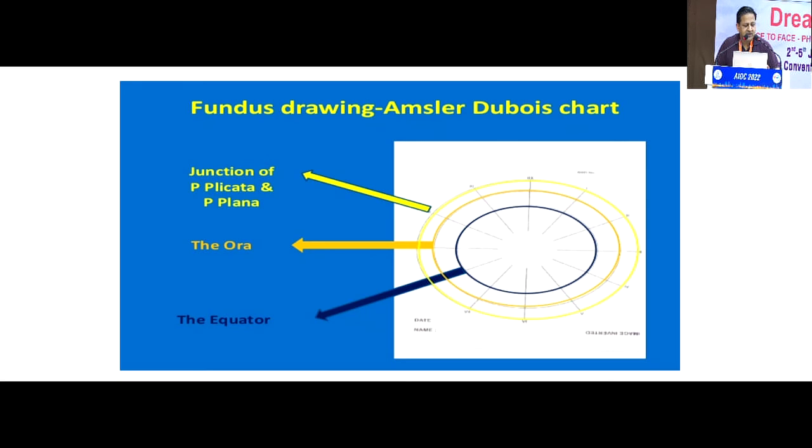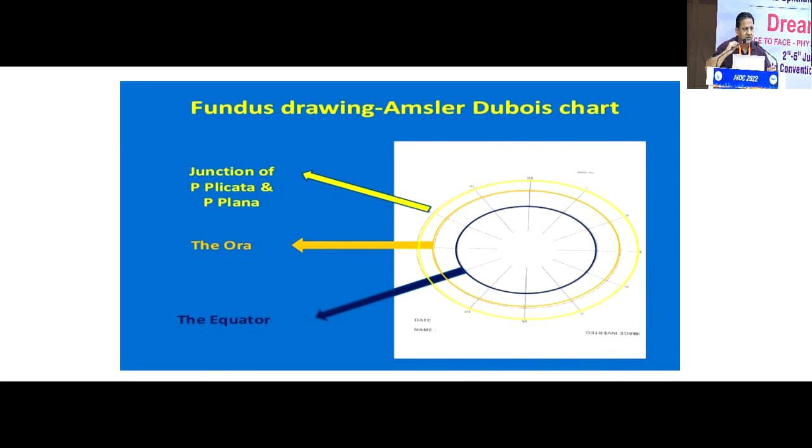So the chart, as Dr. Pooja has also told you, that is used is the Amsler-Dubois chart. And it has got these three circles, right? The first circle, the innermost circle, is the equator. The second is the ora, and the last, the yellow one, is the junction of the pars plicata and the pars plana. And whatever lesions you are seeing, you have to mark accordingly.